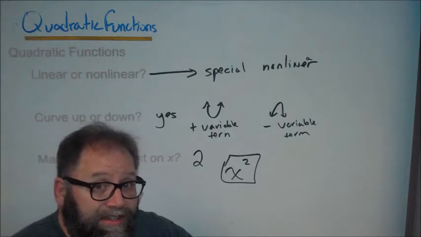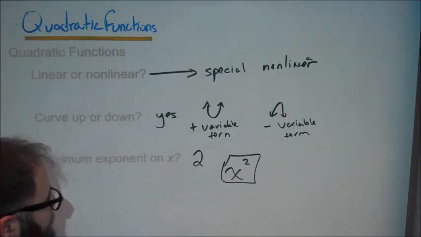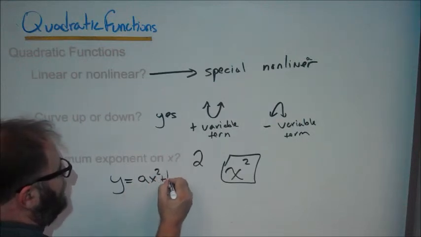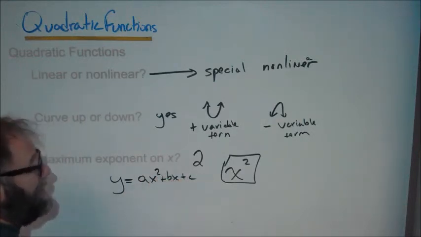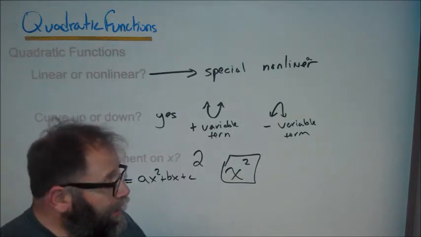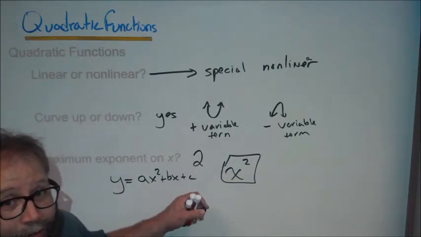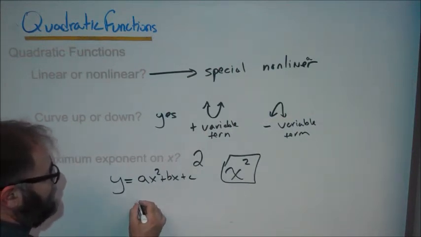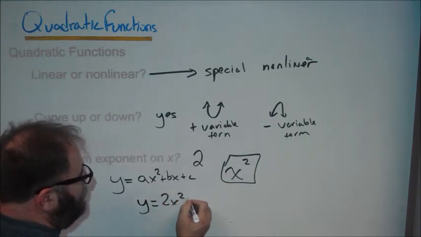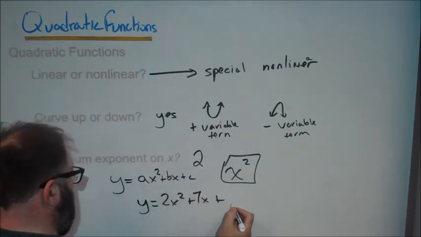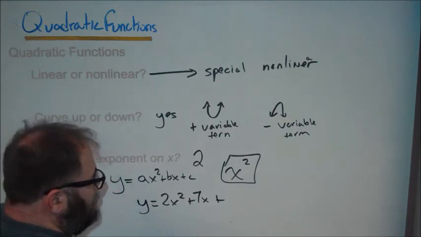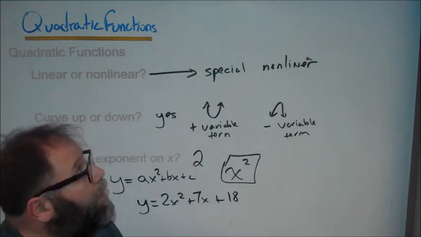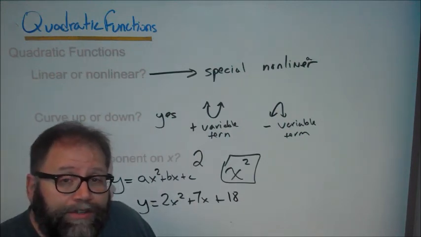Now, when you get to see these things in the future, you might see something in the format of y equals ax squared plus bx plus c. And there you go. That's the big boy. That's a big high school one there. A big quadratic from high school. So in that situation, you might have an equation that looks like y equals 2x squared plus 7x plus 18. And then you do all sorts of stuff with that. All right, so that's your introduction to quadratic functions. Good luck.